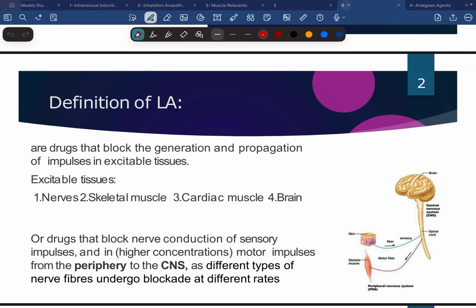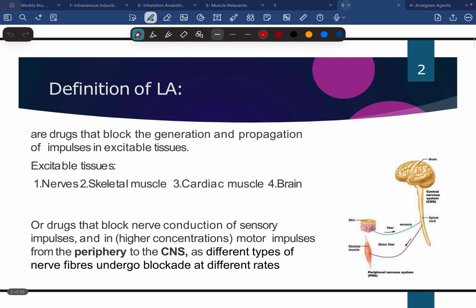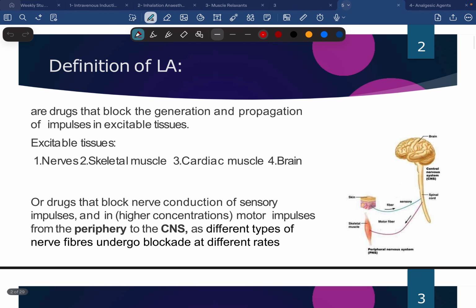Local anesthetics themselves are drugs that block the propagation of impulses in excitable tissue, whether it's nerves, skeletal muscle, cardiac muscle, or brain. It depends exactly where you inject your local. It stops the propagation of the action impulses afterwards. Mainly, we use it peripherally.